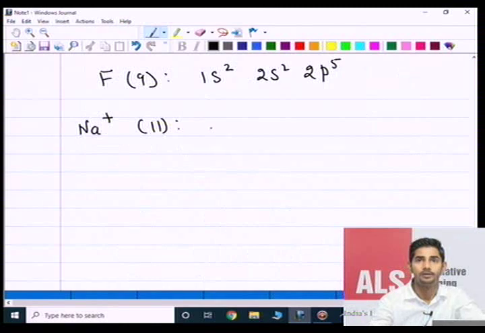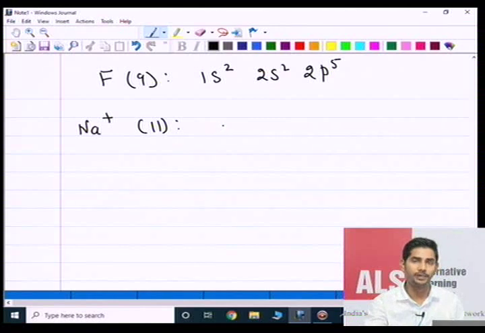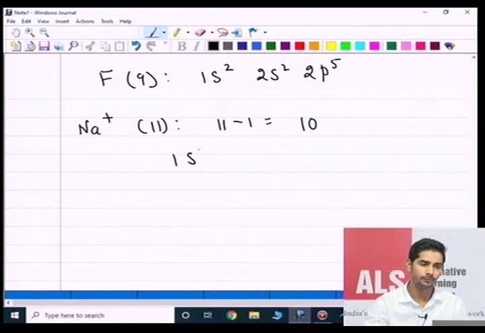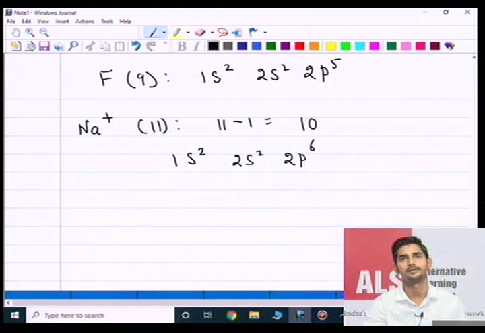Okay. Let's discuss Na plus. Atomic number is 11. Guys, plus means loss of electrons and minus means gain of electrons. So actually, out of 11, one electron has been lost. So we are left with only 10 electrons. So while writing the electronic configuration, we have to fill only 10. So it will be 1s2, 2s2, 2p6.